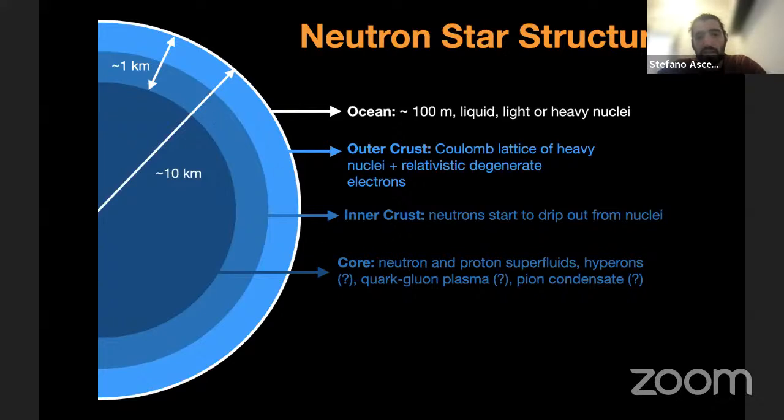And then we have the core. The core comprises most of the radius, the volume and the mass of the neutron star. It's composed of neutrons and protons in a superfluid and superconductive state. We can find here also, of course, electrons, but also muons.